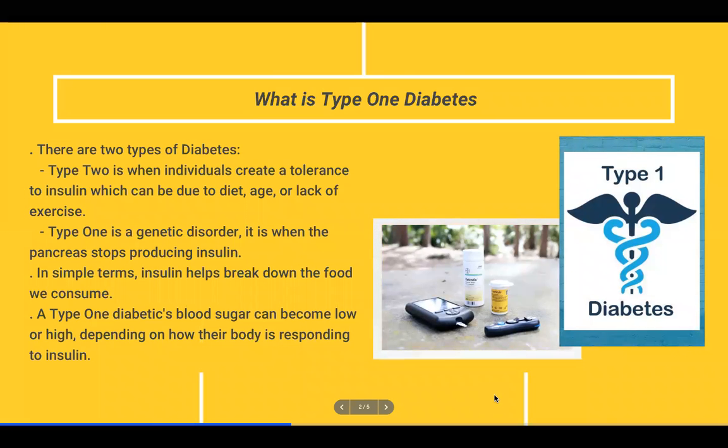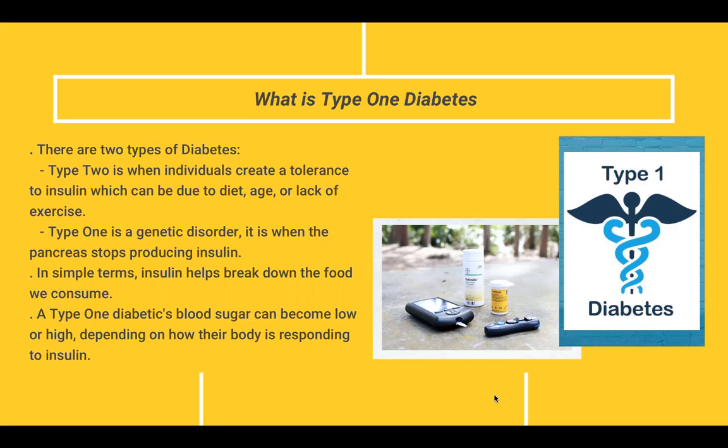Okay, so to begin, what is type 1 diabetes? There are two types of diabetes. Type 2 is what we kind of stereotypically think of when we hear the word diabetes. It is when individuals create a tolerance to insulin, which can be due to diet, age, or lack of exercise. On the other hand, type 1 is a genetic disorder. It is when the pancreas stops producing insulin.